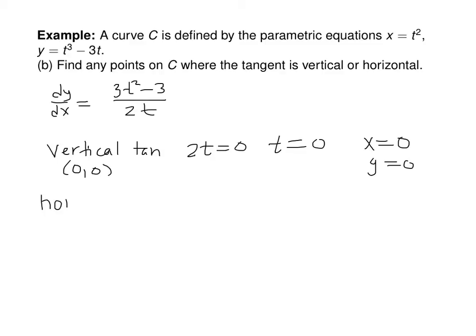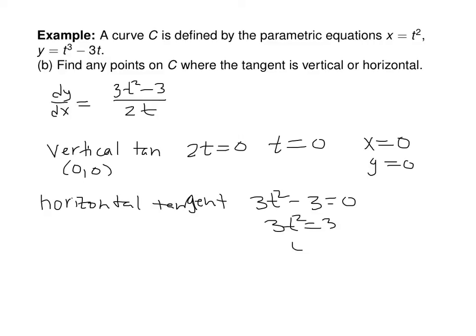And we have a horizontal tangent if 3t squared minus 3 equals 0, which means that 3t squared equals 3, t squared is 1, so t is plus or minus 1. If you input positive 1, we have the point (1, negative 2). And if we input negative 1, we'll have (1, positive 2).